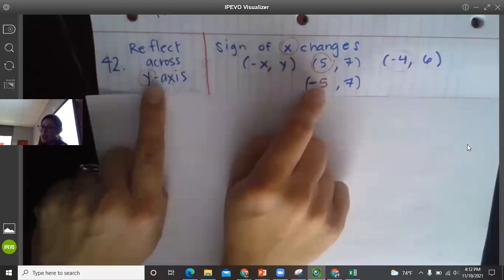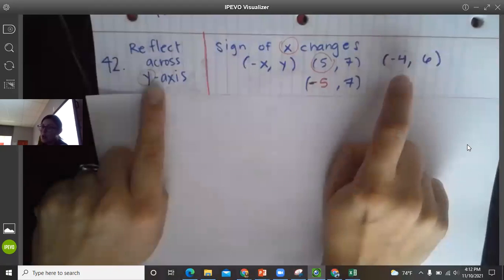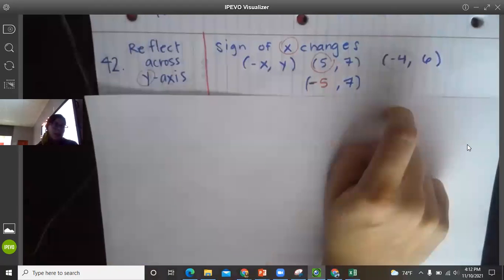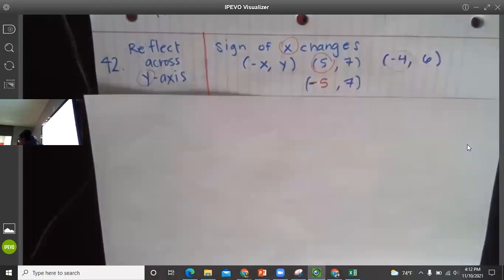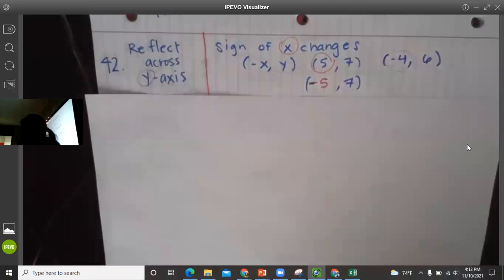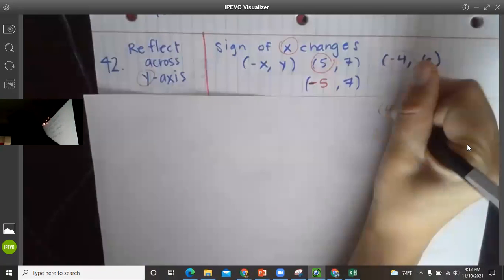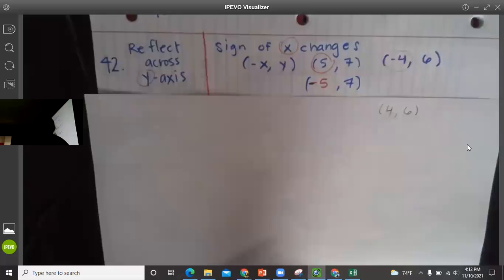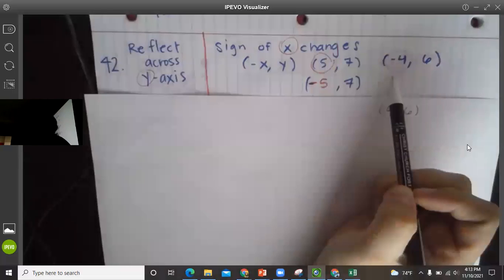Okay, here's the X here. If it's a negative, it would change to a positive right here. And that's the one that they did for extra credit. That's why you don't see it on my paper. But it would have been a positive 4 and a positive 6. We're just changing the sign of the X. X is the first number.